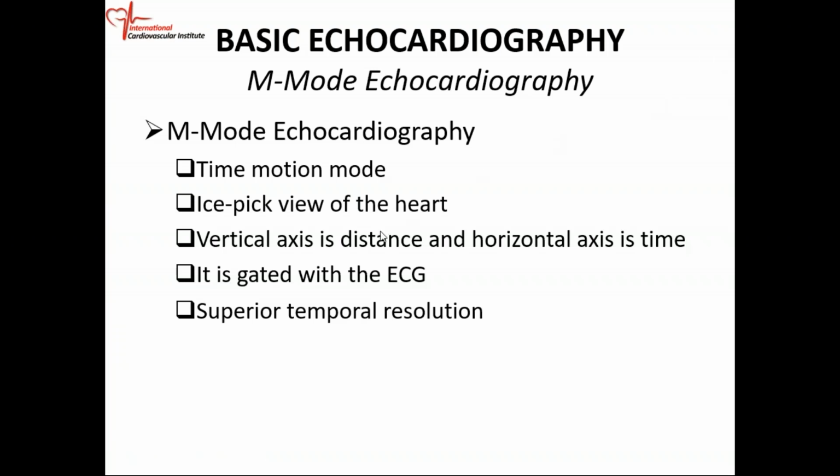With your M mode, we have two axes. We have the horizontal and the vertical axis. The vertical axis is the distance, and your horizontal axis is the time. So your M mode is a very good tool to measure thickness, length, and stuff. If you're going to measure anything, we talk about displacement. So if you want to measure displacement, then the M mode is very good for that.